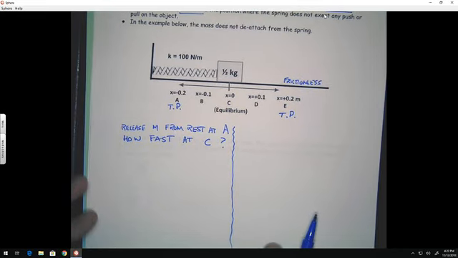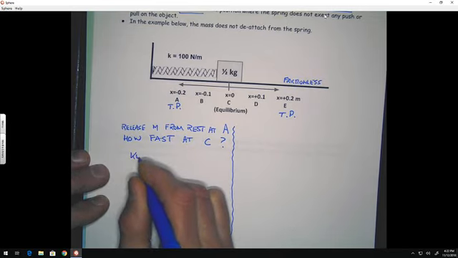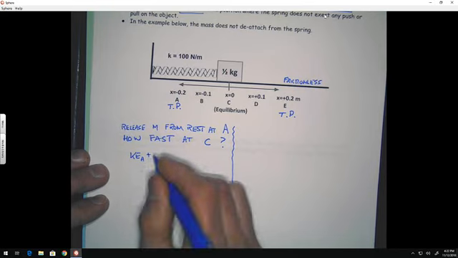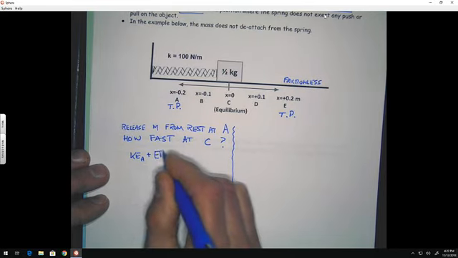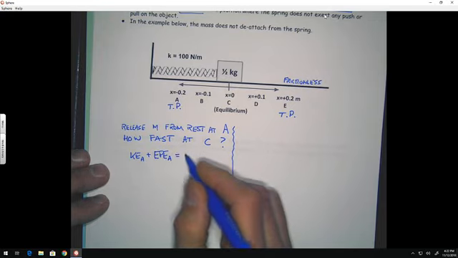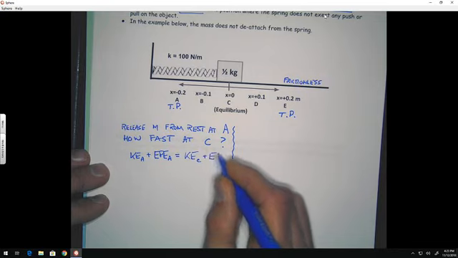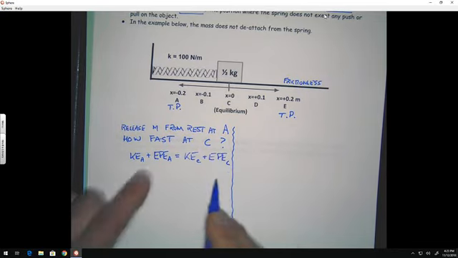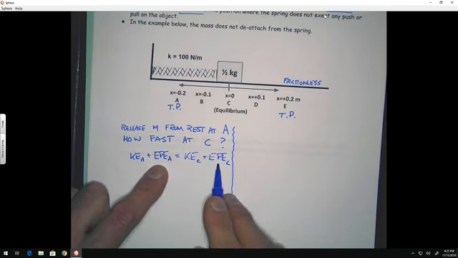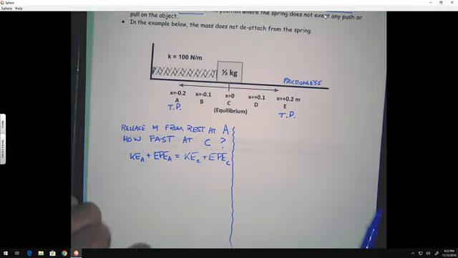All right, so let's look at this from the energy point of view. We're going to start off by writing kinetic energy at A plus elastic potential energy at A is equal to kinetic energy at C plus the elastic potential energy at C. And I'm going to say elastic here because that's the only type of potential energy that could possibly be changing. Gravitational potential energy will not change because the object is on a level surface. So I'm not even going to worry about that.